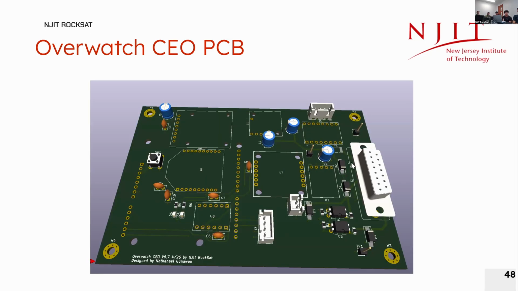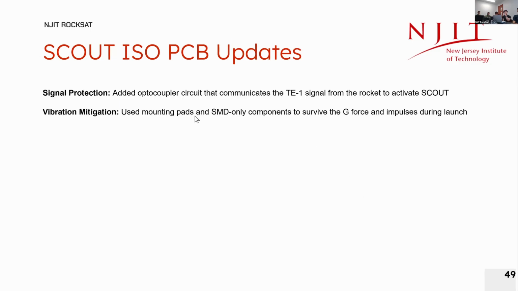So this is just a 3D render of what it should look like. Some of these are blank because I don't have the 3D models of it, but self-explanatory. So for the Scout ISO PCB, I added an optocoupler circuit as well that communicates the first timing event. We want the Scout to be off until the first timing event, and the first timing event will go from the CEO board to the ISO board, and we'll activate it.